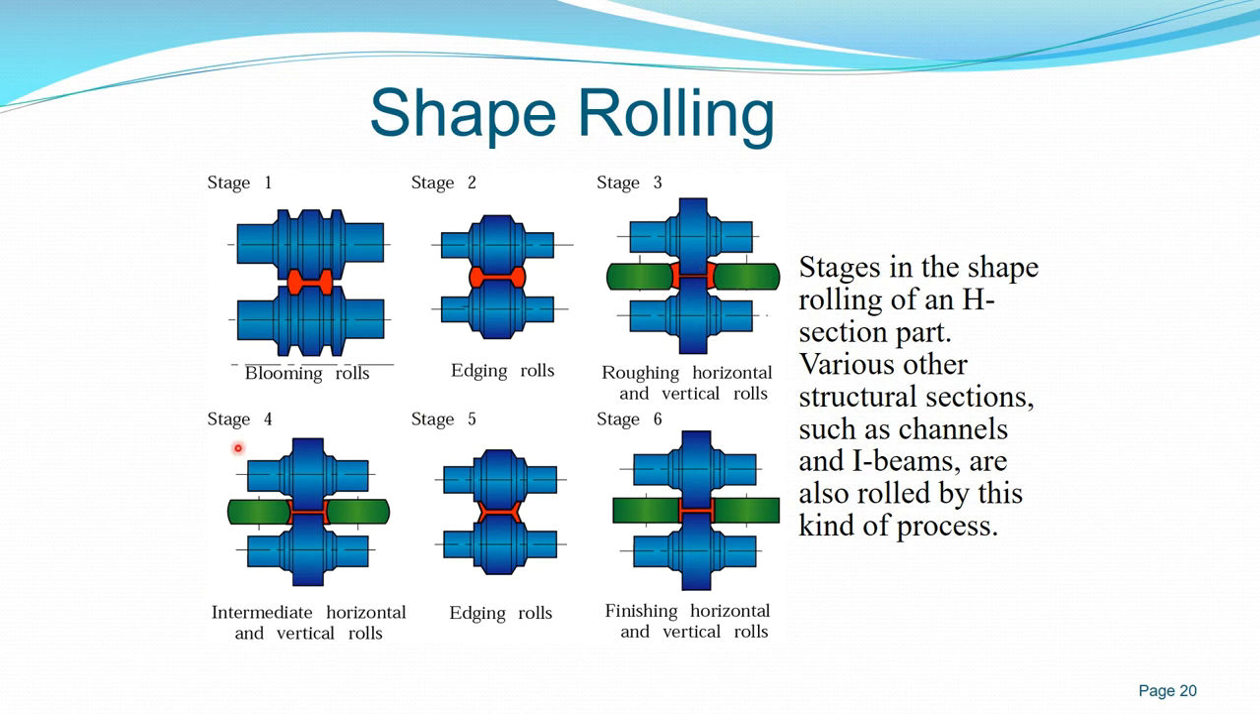And then at stage four, we have intermediate rolls and vertical rolls, which make the edge much smaller with vertical rolls. In stage five, we have edging rolls to make a more refined edge on the shape coming from the rolls. And finally, at the sixth stage, we have the finishing horizontal and vertical rolls, which produce the finishing dimensions with a much more uniform shape and a better surface finish.